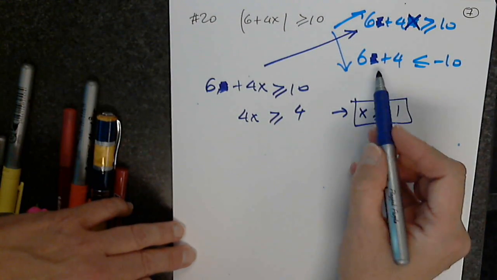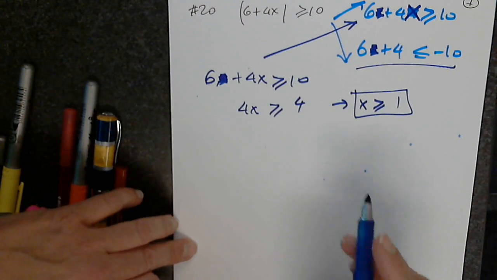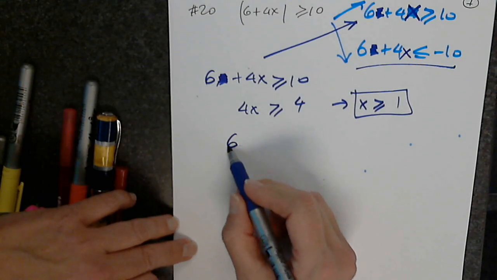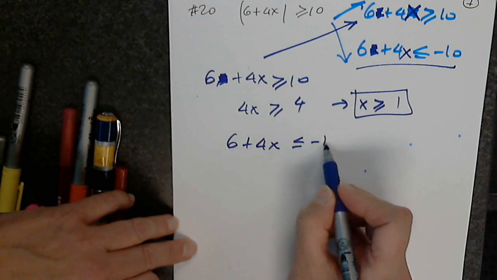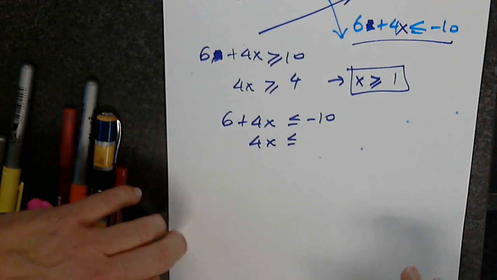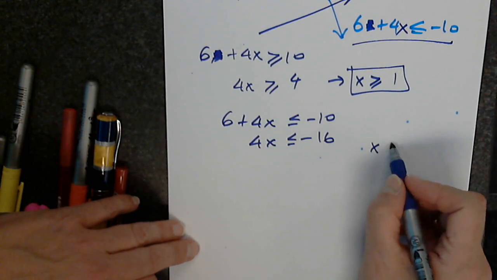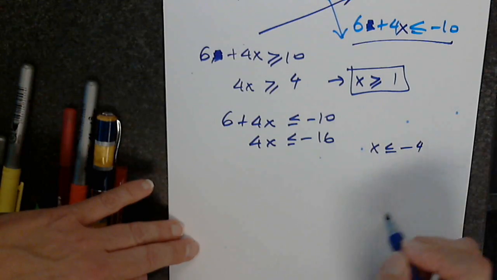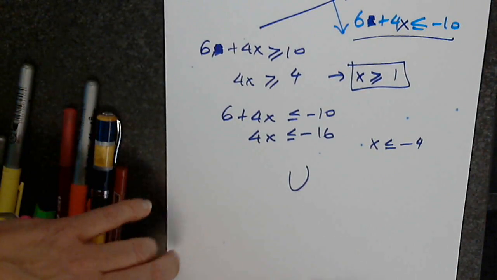So this is done. Now I have to look at the other one. So 6 plus 4x less than or equal to -10. 4x is less than or equal to -16, excellent. So then x is less than or equal to -4. Remember, you have to write the union.